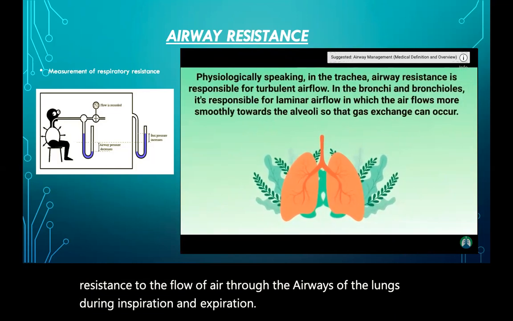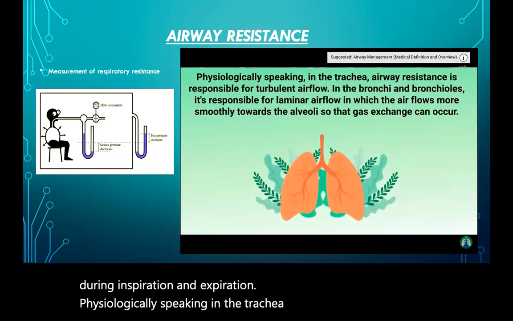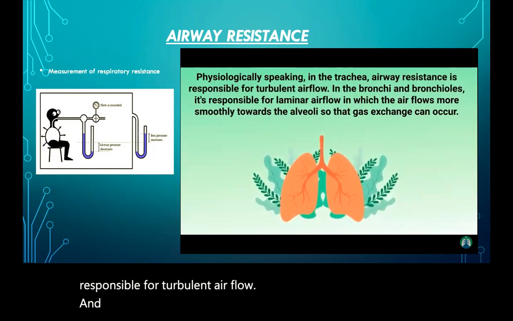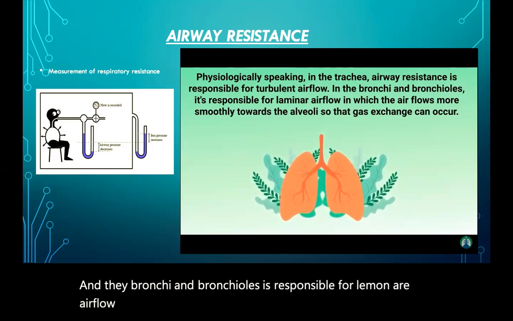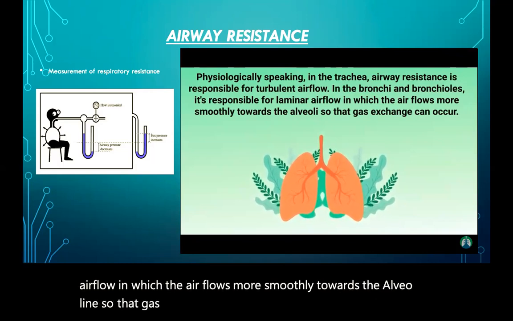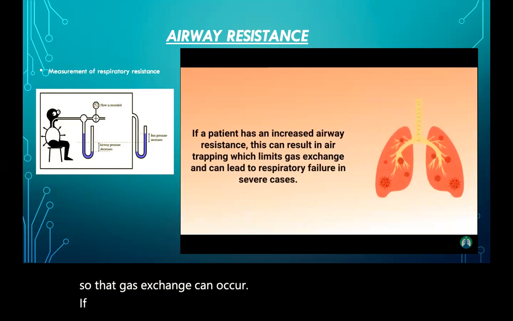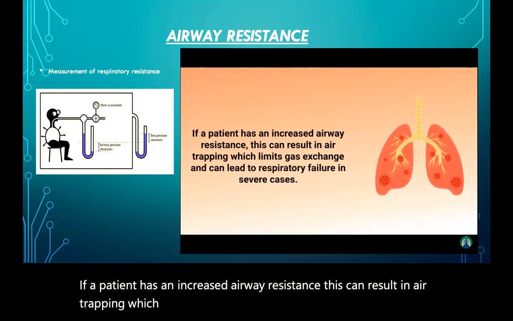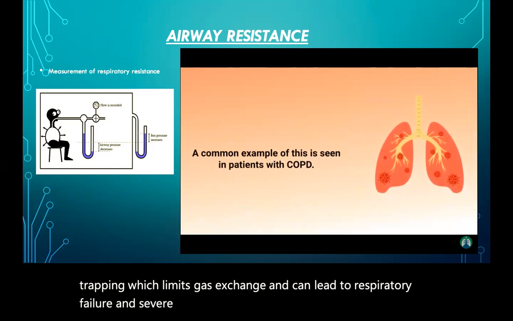Physiologically speaking, in the trachea, airway resistance is responsible for turbulent airflow. In the bronchi and bronchioles, it is responsible for laminar airflow, in which the air flows more smoothly towards the alveoli so that gas exchange can occur. If a patient has an increased airway resistance, this can result in air trapping, which limits gas exchange and can lead to respiratory failure in severe cases. A common example of this is seen in patients with COPD.